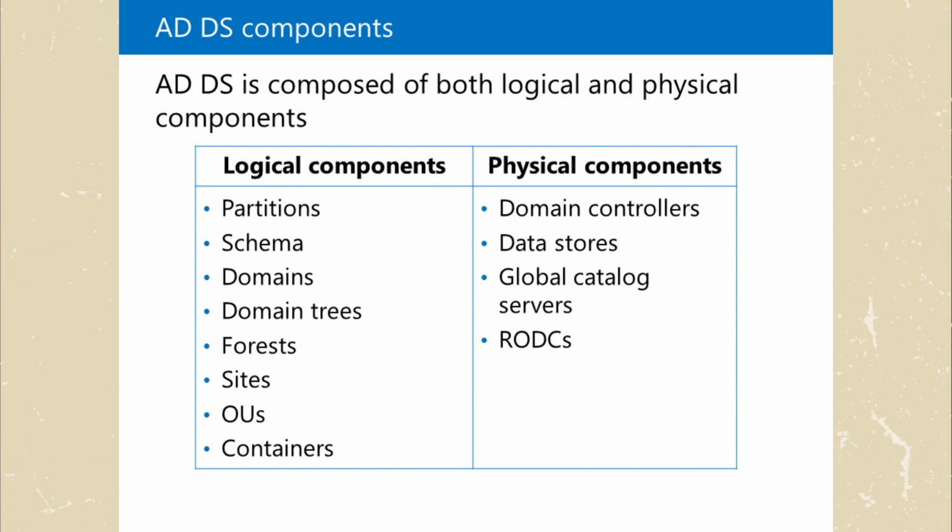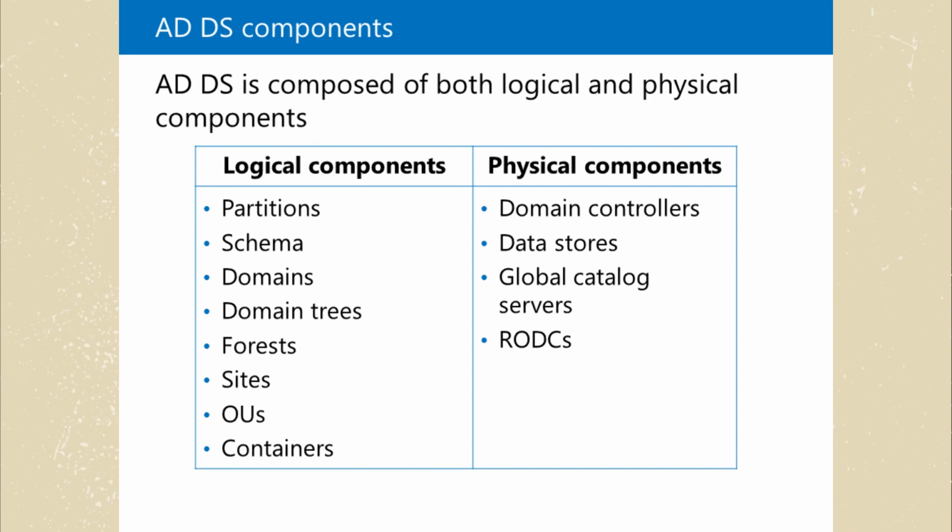OU. An OU is a container object for users, groups, and computers that provides a framework for delegating administrative rights and administration by linking group policy objects, GPOs. Container. A container is an object that provides an organizational framework for use in ADDS. Some containers are created by default, or you can create custom containers. Containers cannot have GPOs linked to them.